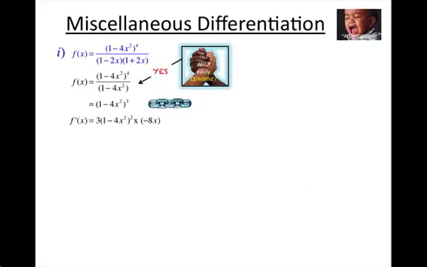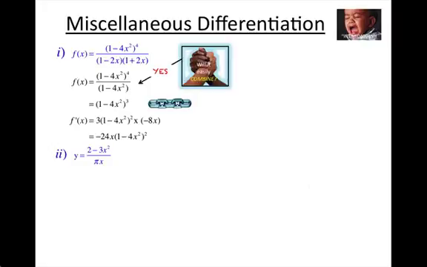Bring down the power, minus 1 from the power, times by the derivative of the bracket or the chain. So that gives us 3 times by minus 8x. Tidy up your loose bits. So you get minus 24x into (1 minus 4x squared), all squared. And you can leave it like that. Perfect, nailed it, beautiful. Second one.